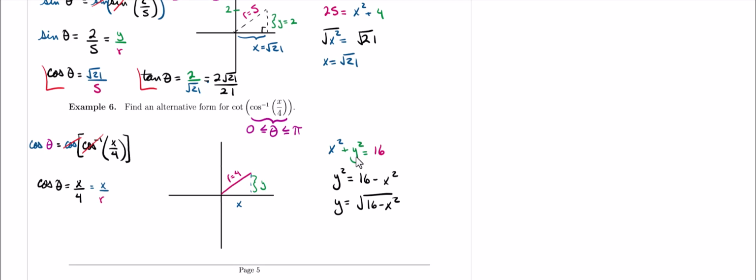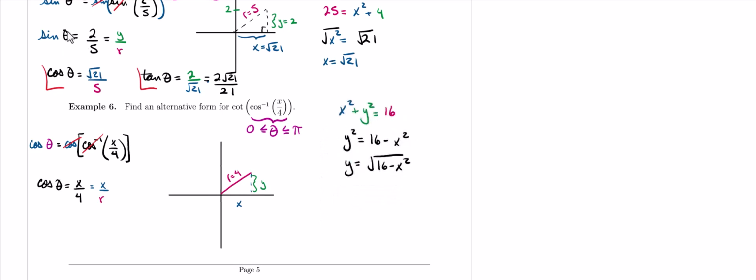Alright, so now that we have the missing side for the triangle, we can go ahead and figure out the cotangent. I'm just going to move this further up here, and we're going to have here that the cotangent of the angle theta, given by the cosine inverse of x over 4, is going to be equal to, now recall here that the cotangent is equal to x over y, but now that we have the y, the cotangent of the angle theta here is equal to x over the square root of 16 minus x squared.